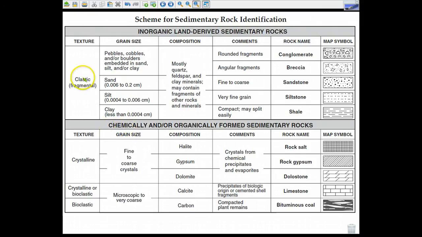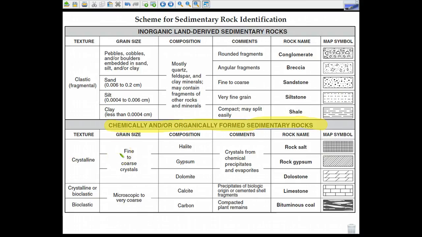Again, in the clastic rocks, the composition could be exactly the same. The only difference is the grain size. And if you look over here, the chemically and/or organically formed sedimentary rocks, you can see grain size is a factor, and it varies from fine to coarse crystals. The compositions are listed here for you with the rock type. And if you look at the comments, crystals from chemical precipitates and evaporites. Evaporation leaving behind the precipitates, giving you these rocks. And they are sedimentary rocks.